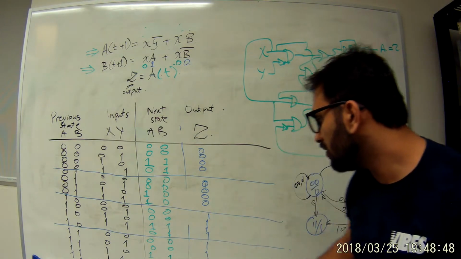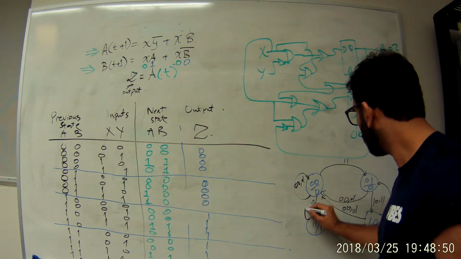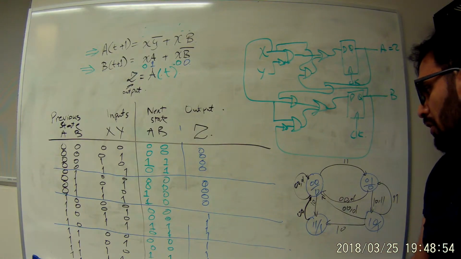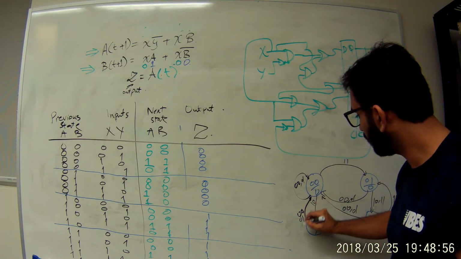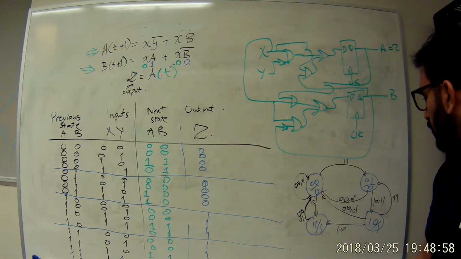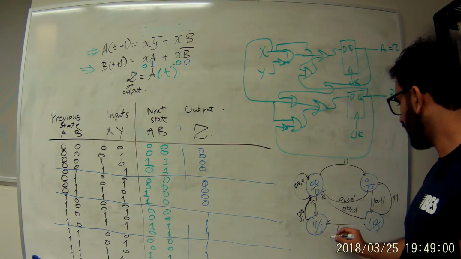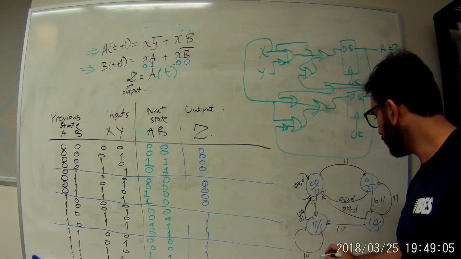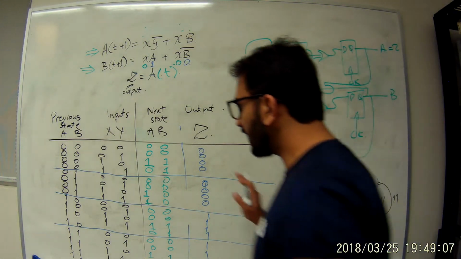1, 1 state. When it's 0, 0, we go to 0, 0. When it's 0, 1, we go to 0, 0. When it's 1, 0, we go to 1, 1. And when it's 1, 1, we go to 1, 1. So that's your state diagram of this.